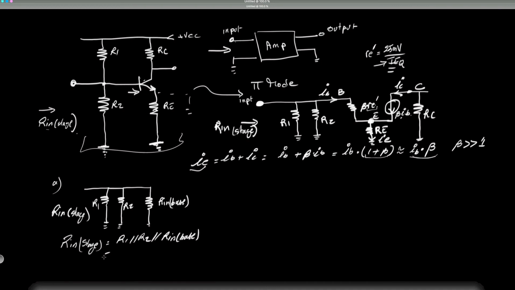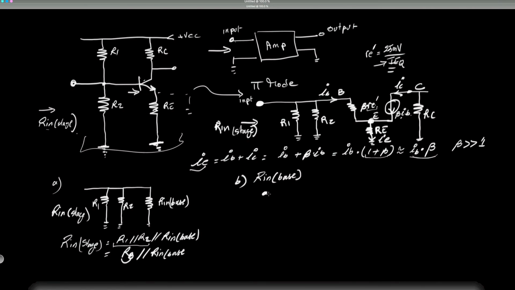Now, some people like to say that R1 in parallel with R2, we're going to call that RB. Well, that still is in parallel with Rn base. Again, RB being R1 in parallel with R2. Okay, so let's evaluate now our Rn base. Let's see if we can configure our Rn base by looking at the model again.